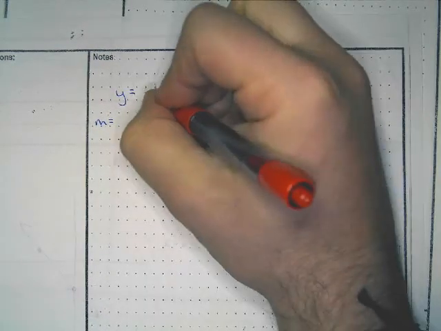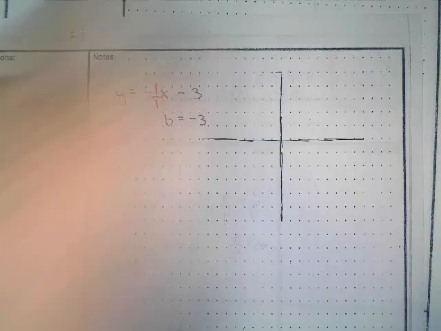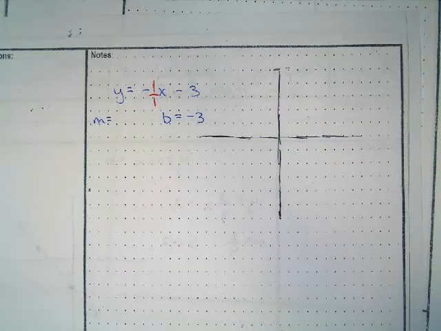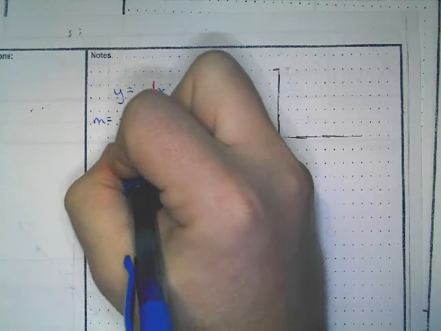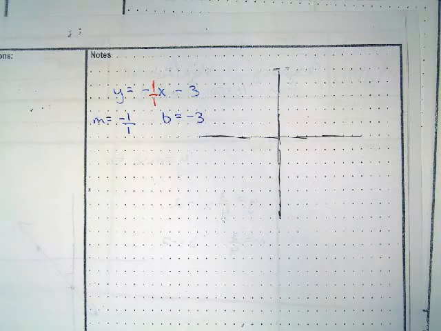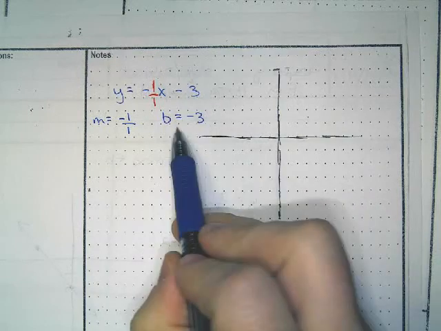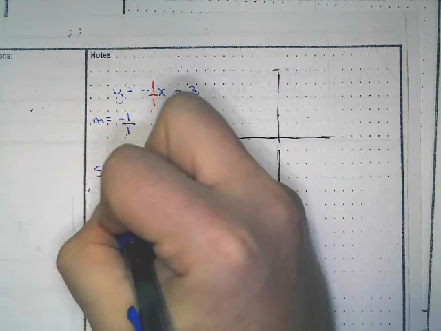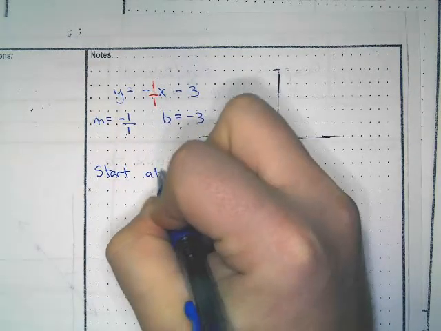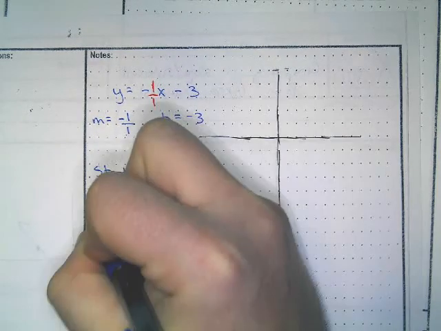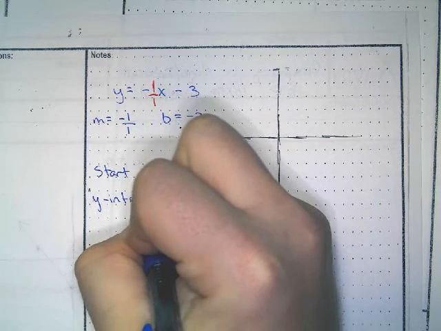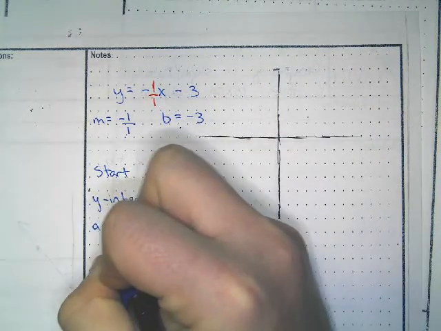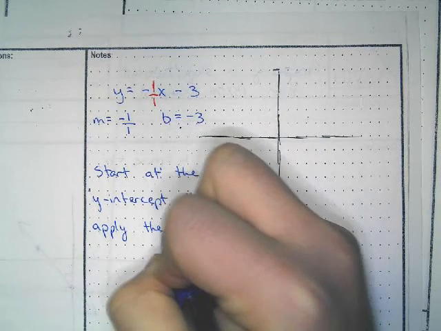Well, the slope is where we write in our hidden ones. So I can really think of it as -1/1. And so I'll have -1/1 as my slope. So we start at the y-intercept, then we apply the slope. Let's write that again. Start at the y-intercept, then apply the slope.